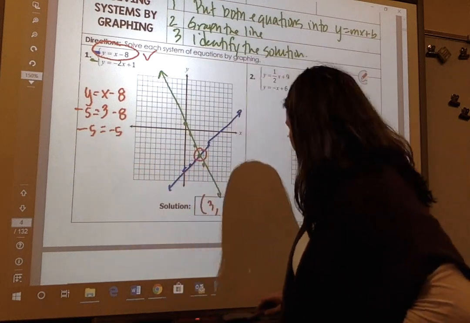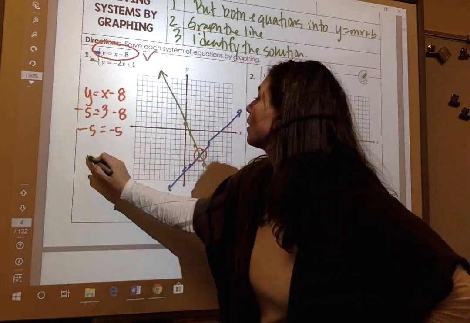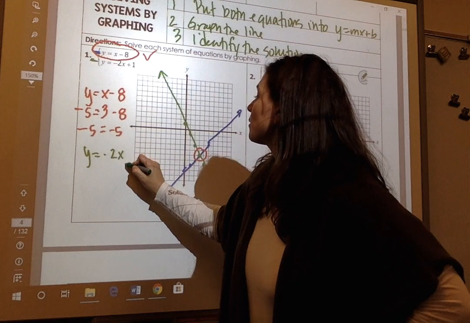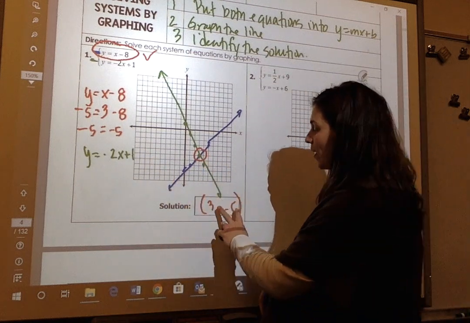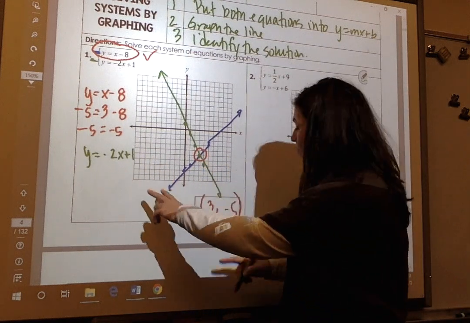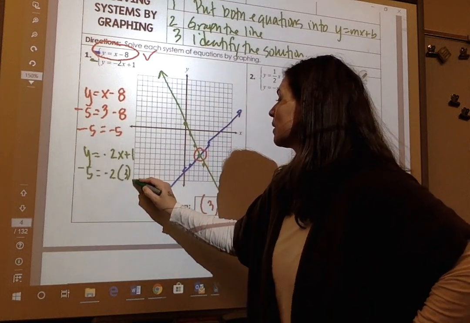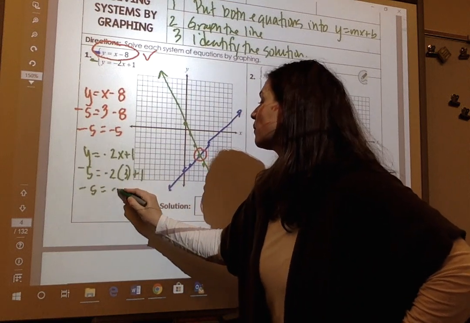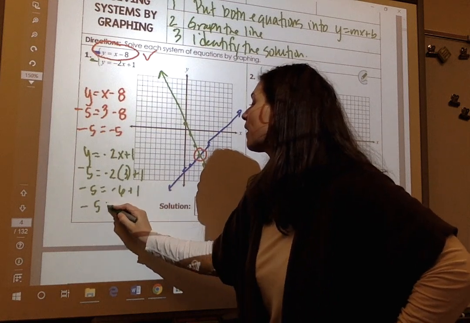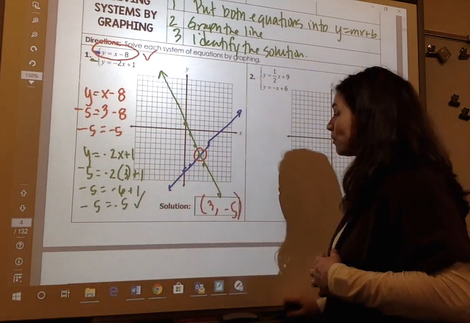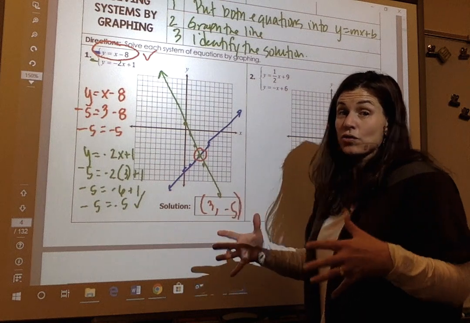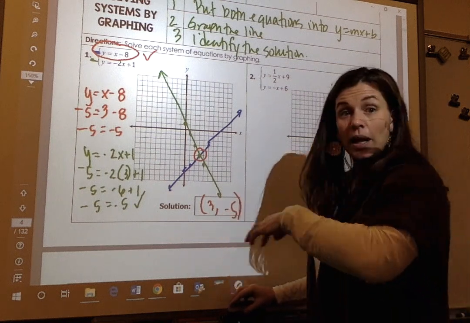matches. So my second line, I'll write that one in green. Y equals negative 2x plus 1. If I plug in these values here, it better match too. So negative 5 equals negative 2 times 3 plus 1. Negative 5 equals negative 6 plus 1. Negative 5 equals negative 5. It checks out too. So I can check my answers on these by plugging them back in.